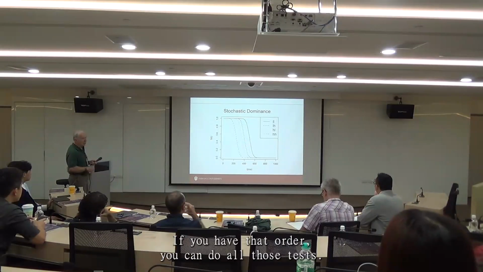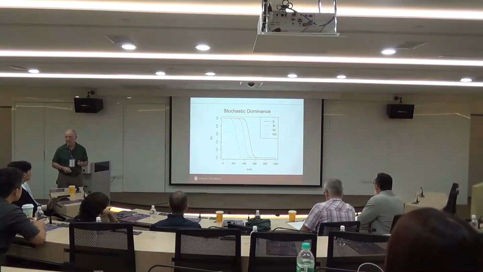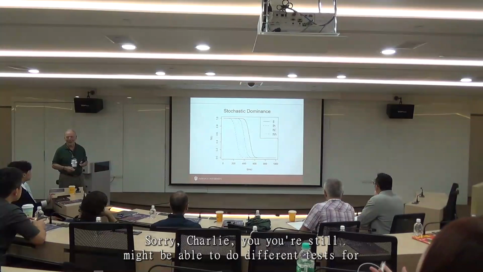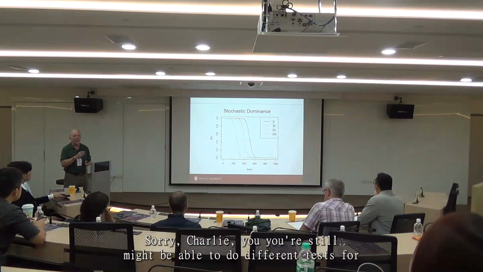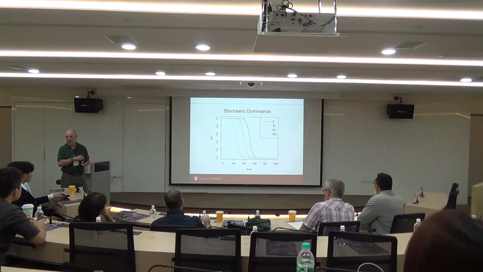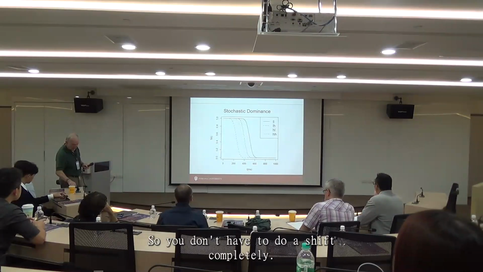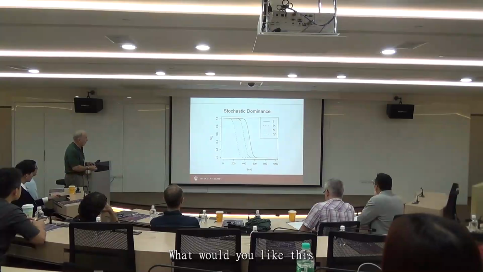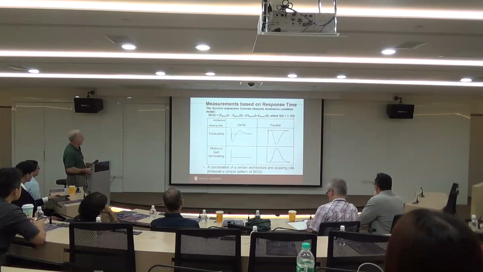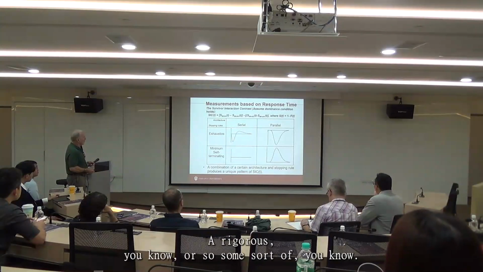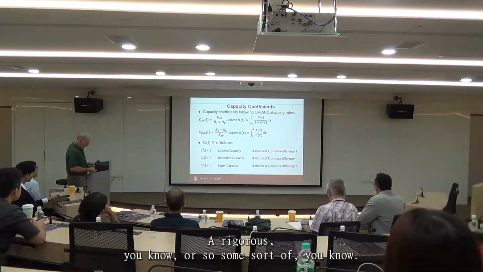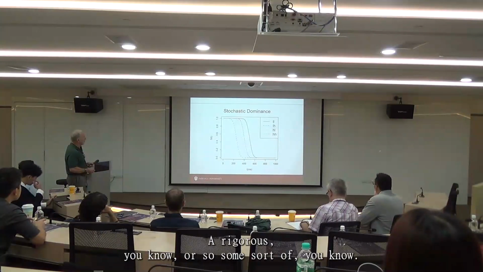If you have that order, you can do all those tests that I mentioned. If you don't, sorry, Charlie. Now you still might be able to do different tests for the capacity, and vice versa. So you don't have to do a shift completely, but you would really like to get this selective influence. Again, those are the things we've already seen how it works.